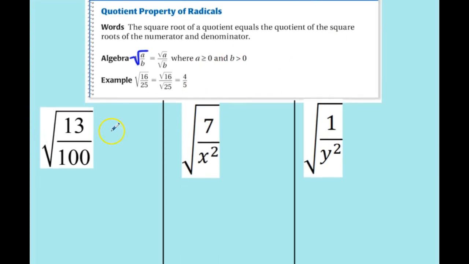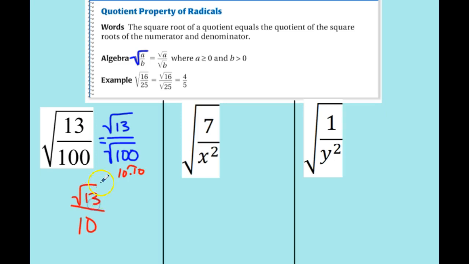So let's take a look here. This is really the same as the square root of 13 over the square root of 100. Well, we know the square root of 100 is going to give us a nice number. 10 times 10 is 100. So we know that's 10 on the bottom. And on the top we have square root of 13. We simplify that as much as we can. We can't simplify 13, it's a prime number.